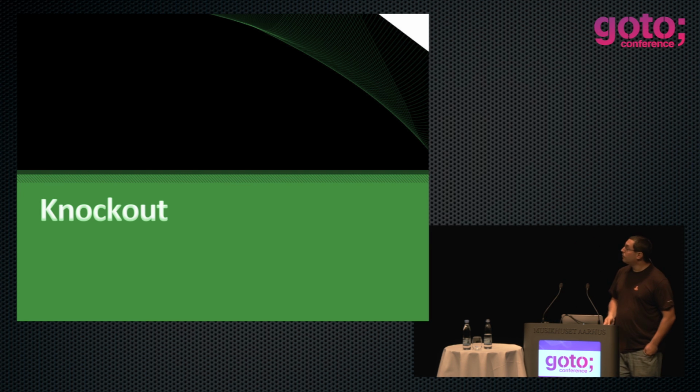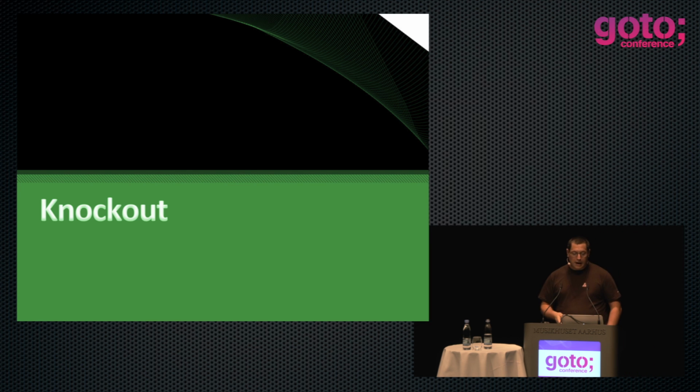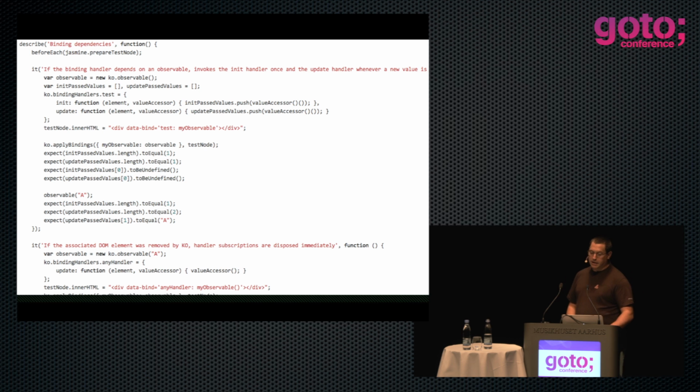Same problem with Knockout. In Knockout, you have describe binding dependencies. It, and then look, if the binding handler depends on an observable, invokes the init handler once and the update handler whenever a new value is, etc. But it's the if that bothers me here. And again, these are amazing frameworks, but I think the test could be more readable. When you have the if, that's basically the scenario, right? You have the thing that you're calling the unit of work, then we have the if, which is the scenario, and then the it also contains the expected behavior. So it's combining these two pieces of information.